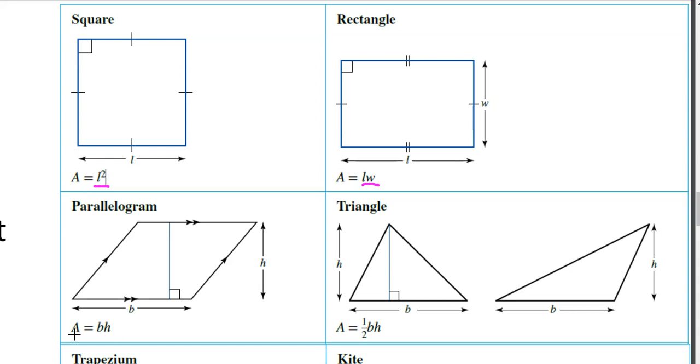All right, let's look at this parallelogram here. Now the formula for the parallelogram is base times height. So the base is this and the height is the vertical, okay, or this line here. Sometimes people think it's this line, which it's not, okay. We have the base times the vertical height.